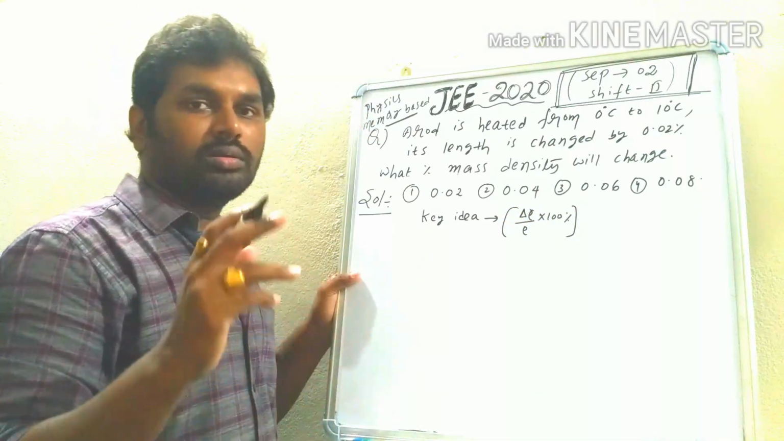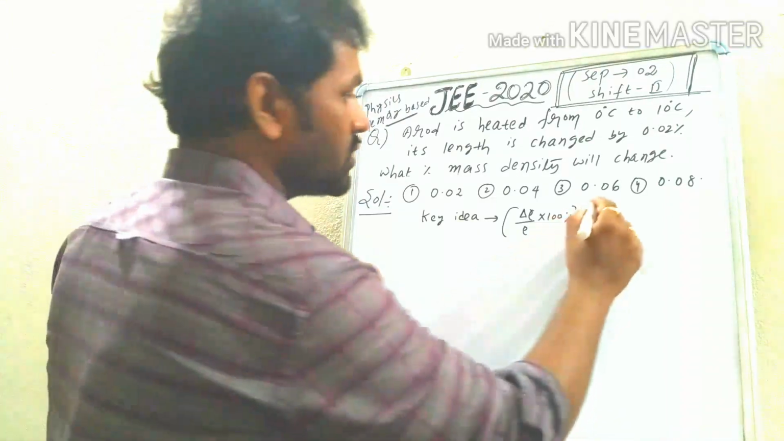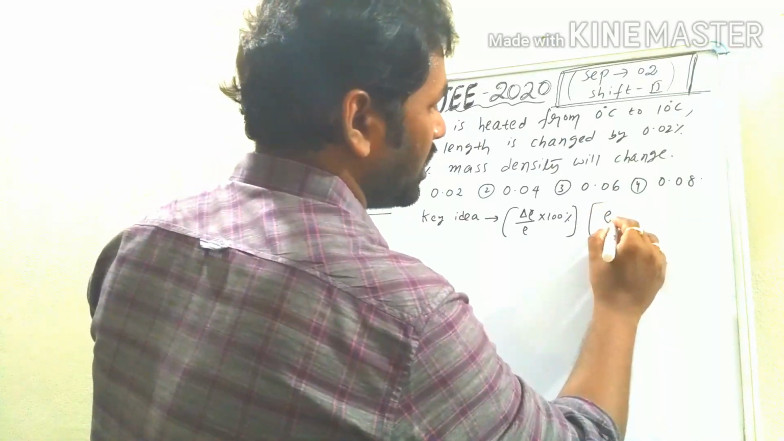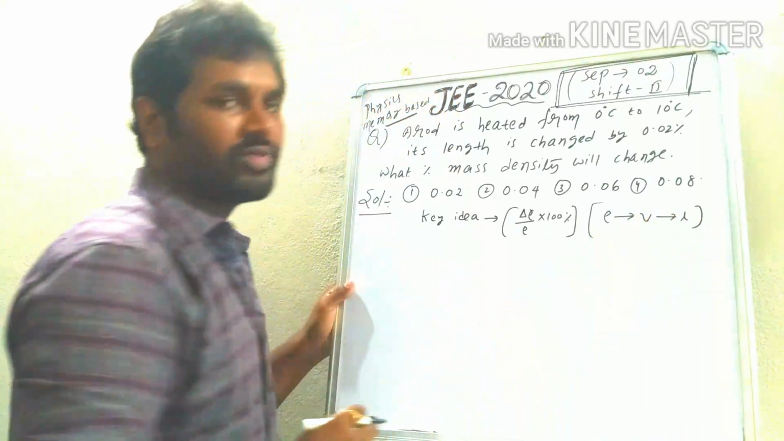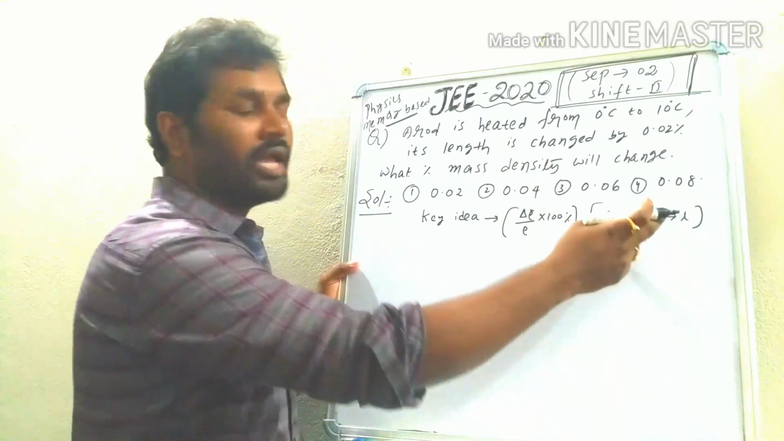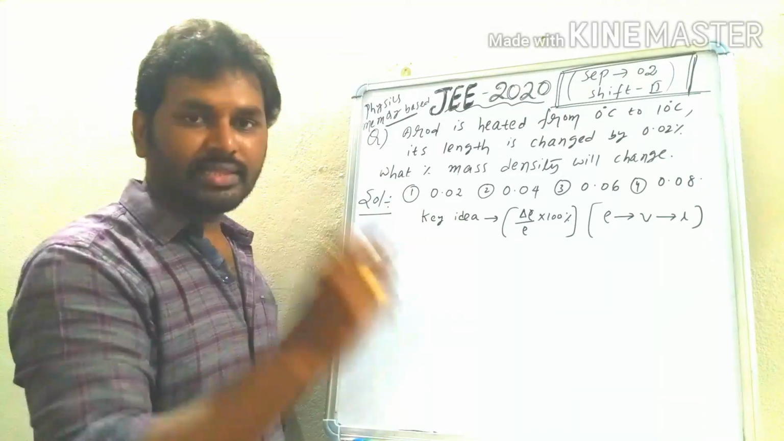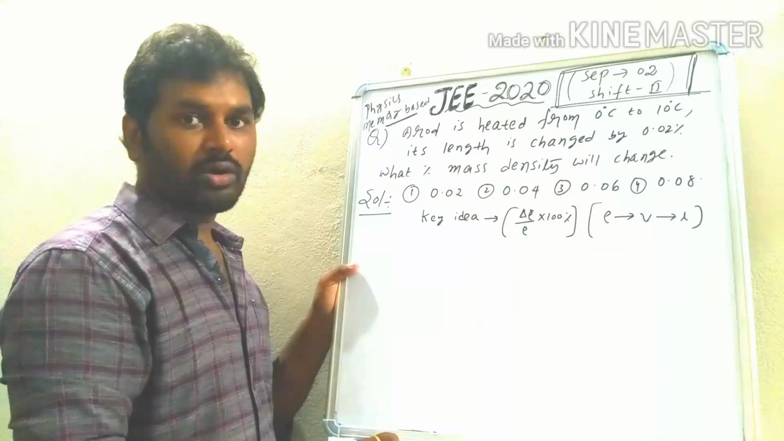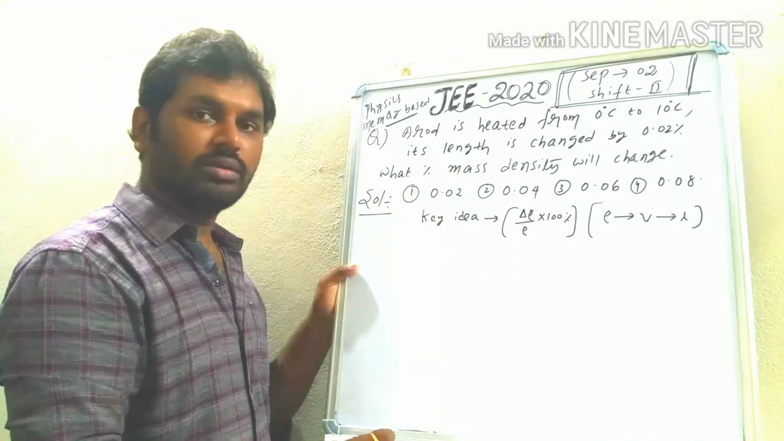As you know, density is related with volume and the volume is related with length. So in order to get the density, it depends on volume, and the volume depends on the length of the rod. In the question, the information is given about the length of the rod. By using that, you can find the percentage change in the volume of the rod. With that, you will get the percentage change of density of the rod.